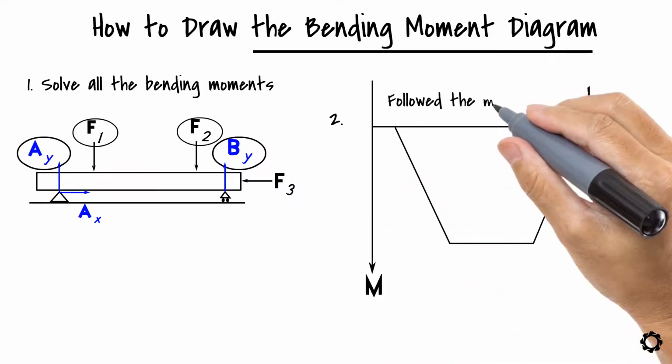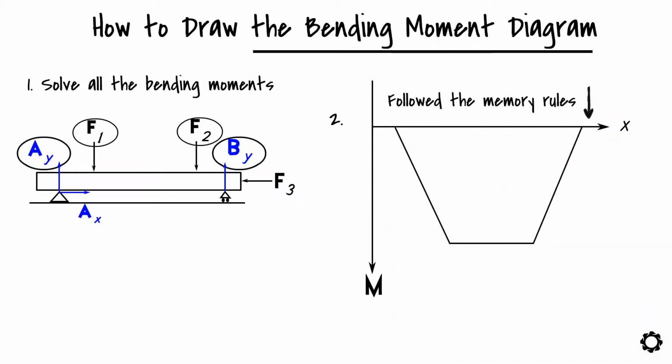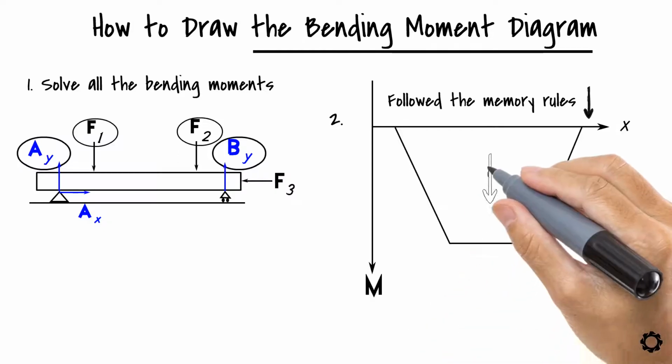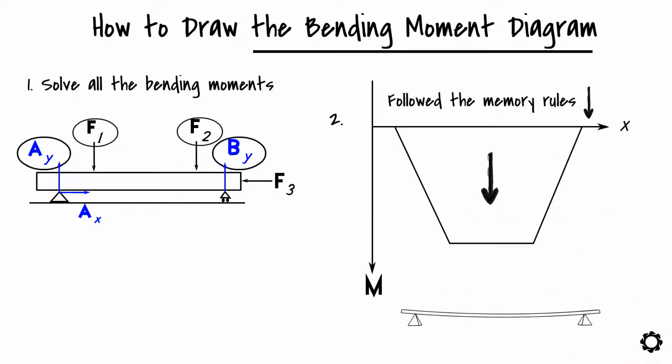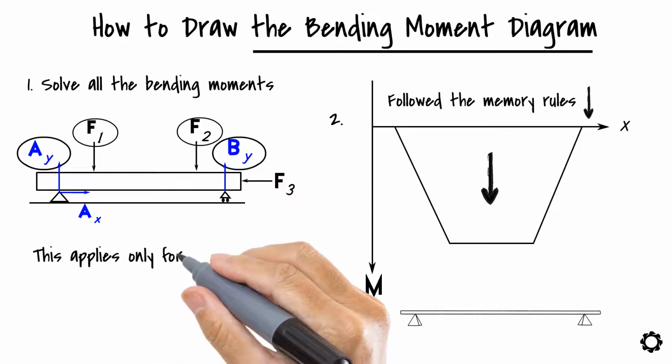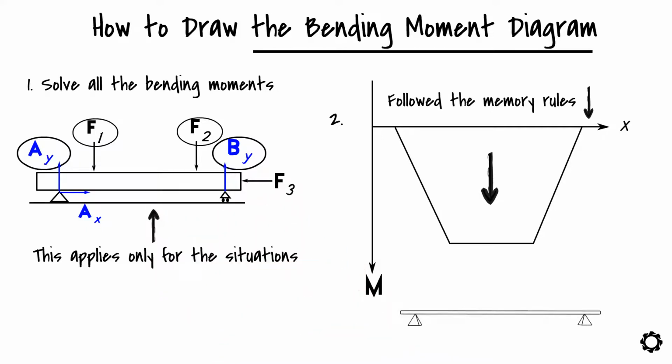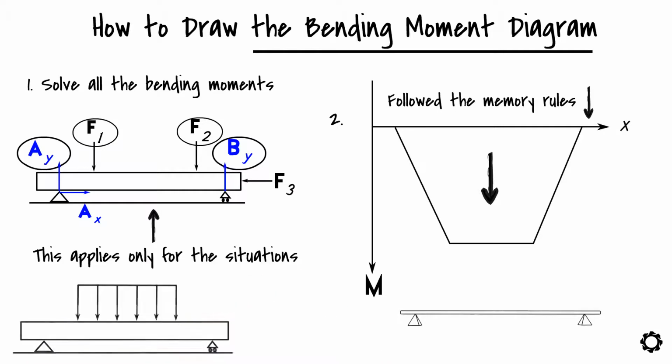If you have followed the memory rules while drawing the diagram, you should have the diagram in which the moment direction is on the side of the structure to which the structure is bending towards. Note that this applies only for the situations where the structure is subjected to external vertical point loads. In situations where the structure is also subjected to distributed loading, the process is more complicated. This will be covered in the next video.